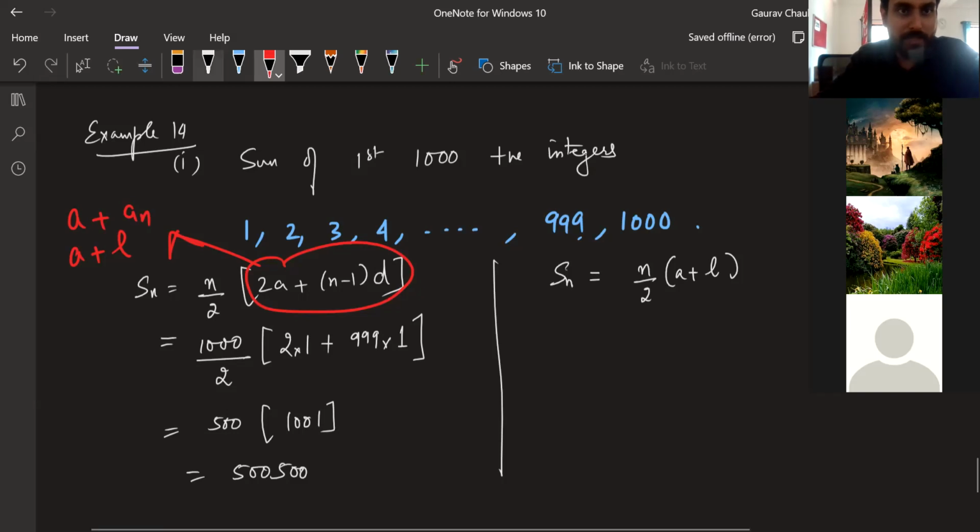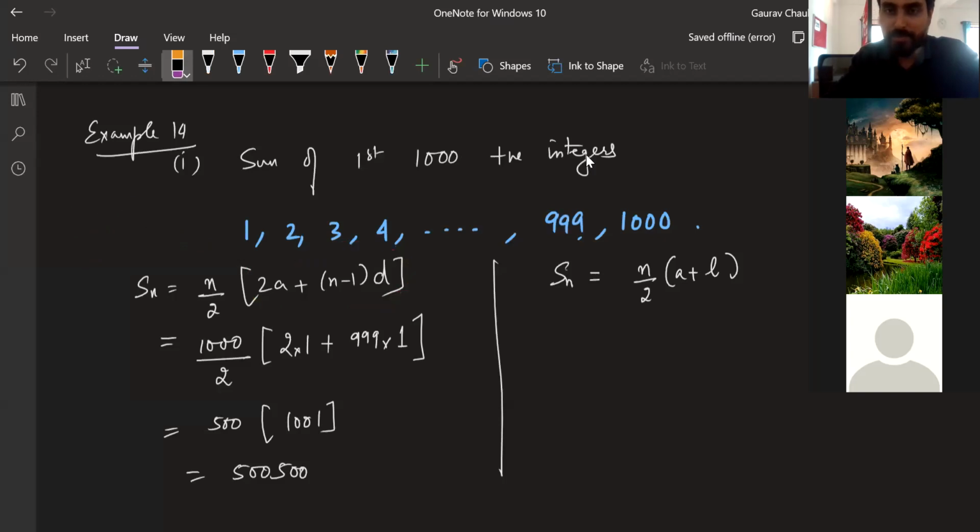You remember this part, Dilruba? Dilruba, do you remember this part? Okay, we wrote 3 different formulas for the sum of n terms, right? So coming from that point of view, I'm going to write n by 2.